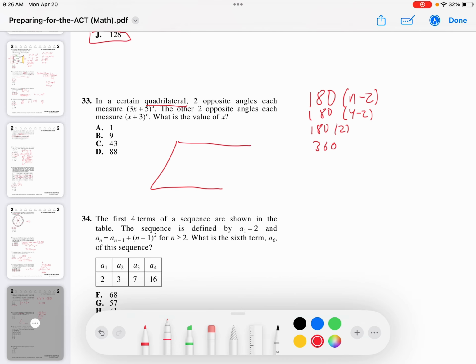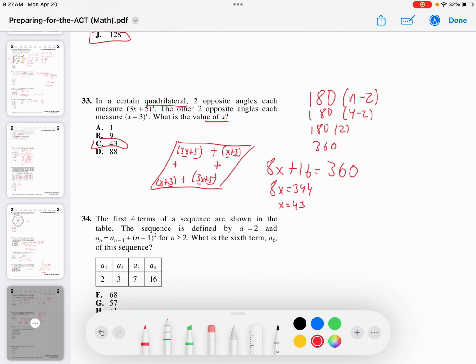If we've got this shape where we've got 2 opposite angles that are 3x plus 5, and then 2 other angles that are x plus 3, we could add them all together. So let's see, 3x plus x plus 3x plus x, that would be 8x. 5 plus 3 plus 5 plus 3 would be 16, should equal 360. 360 minus 16 is 344, divided by 8 is 43. So x should equal 43, and that's what we want to know, the value of x.